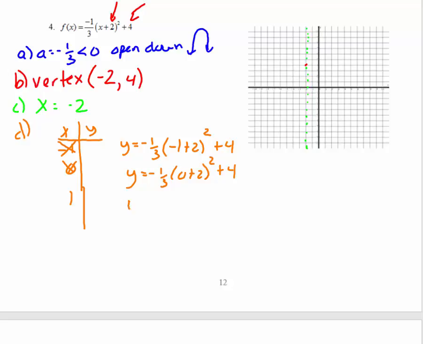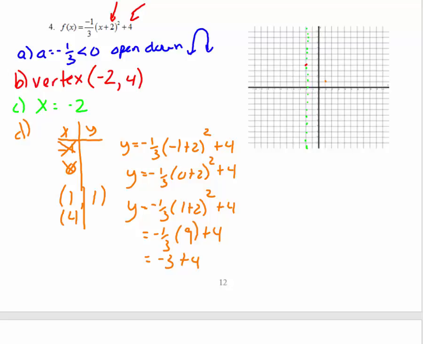What if I plug in a 1? I get y equaling negative 1/3 times (1 plus 2) quantity squared plus 4. Well, that's one I can do. 1 plus 2 is 3, 3 squared is 9, and I know that 9 times negative 1/3 is negative 3. And negative 3 plus 4 is 1. So one of the points I want to plot is (1, 1). So just be picky on the values you want to plug in and make sure that when you do plug them in, you get a nice value.